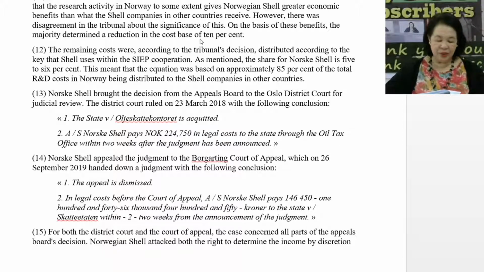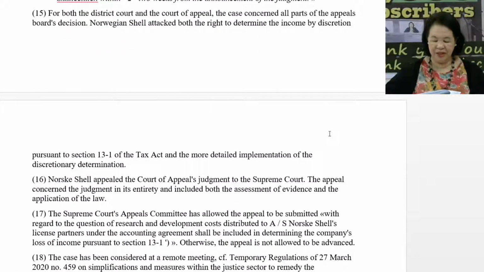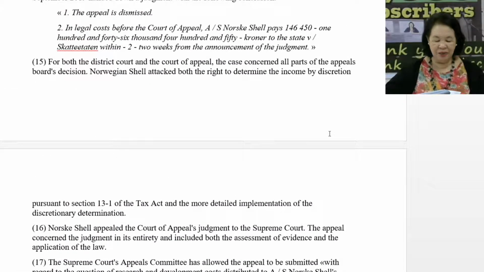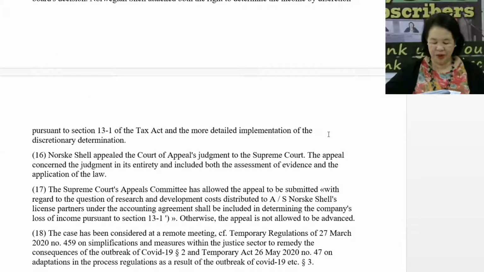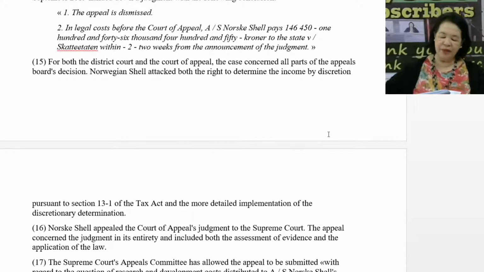Okay. So the case has been considered at a remote meeting of temporary regulations of 27 March 2020. Lockdown na, ipinimik na to, no? Ng March 20. Number 459 on simplifications and measures within the justice sector to remedy the consequences of the outbreak of COVID-19, Section 2, and Temporary Act 26 May 2020, number 47, on adaptations in the process regulations as a result of the outbreak of COVID-19.